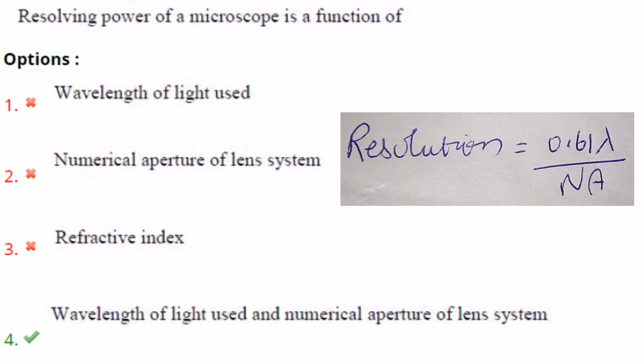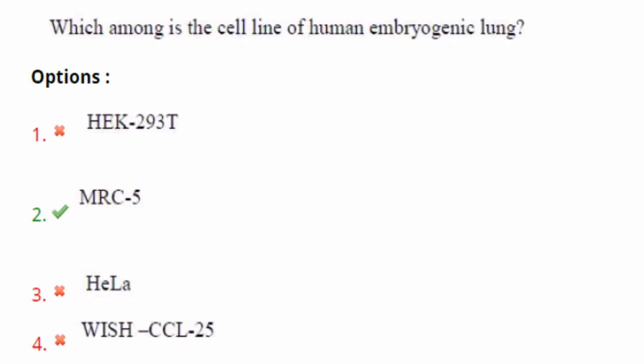Then the next one: resolving power of a microscope is a function of. Resolving power is given by the formula 0.61 lambda over NA, where lambda is the wavelength and NA is the numerical aperture. So it depends on the wavelength of light used and the numerical aperture of the lens system. That is the resolving power of a microscope. Then, which is the cell line of human embryonic lung? It is MRC5. The answer is option 2.